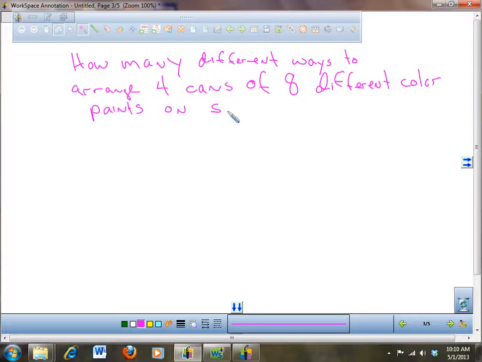So I don't know if that problem is clear. In other words, you have 8 different colors and they can't be repeated. Okay? You have 8 paint cans sitting on the floor. And you have 4 spots to put those eight different color paint cans because you're going to make a display. Now, why would you want to know that? To arrange 4 cans, maybe you're working at Home Depot, right? And you want to figure out, okay, I only have 4 spots.